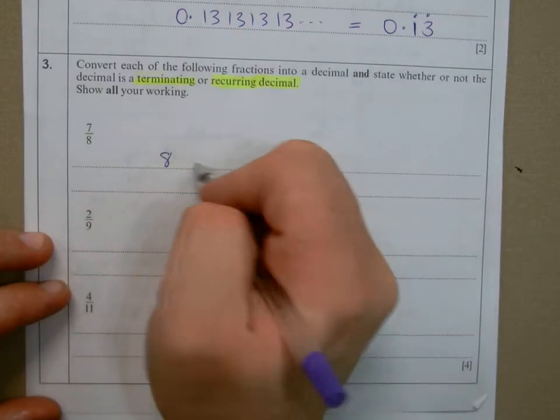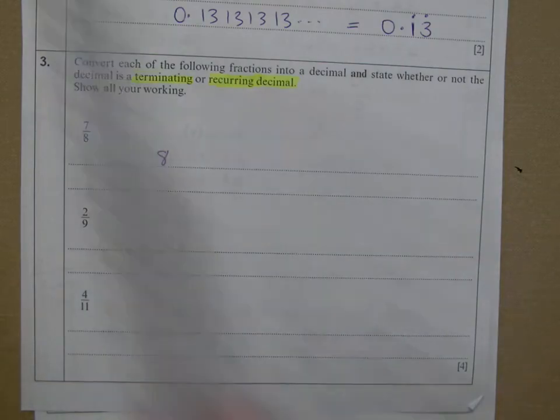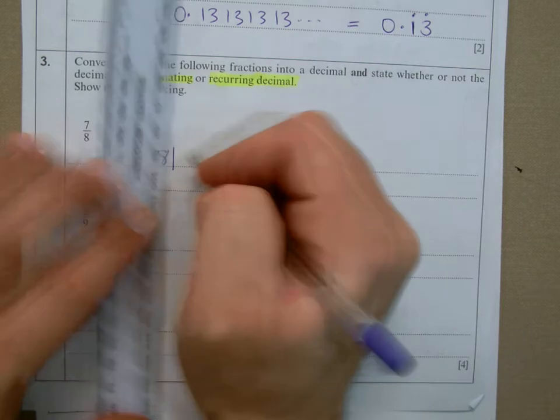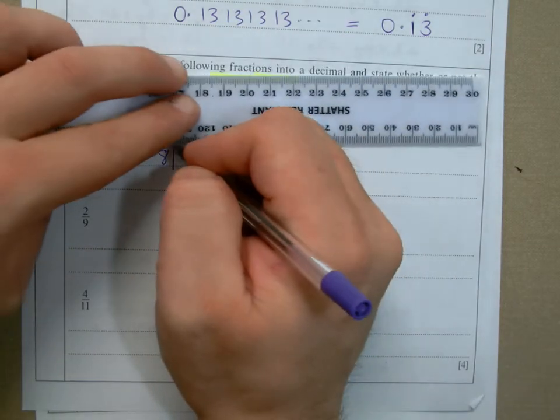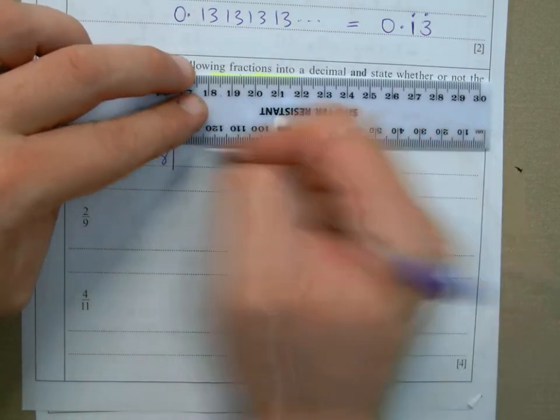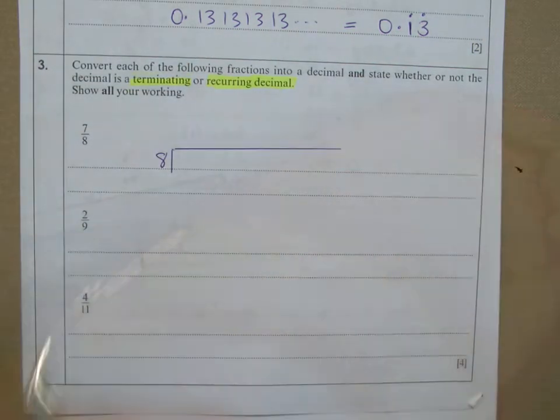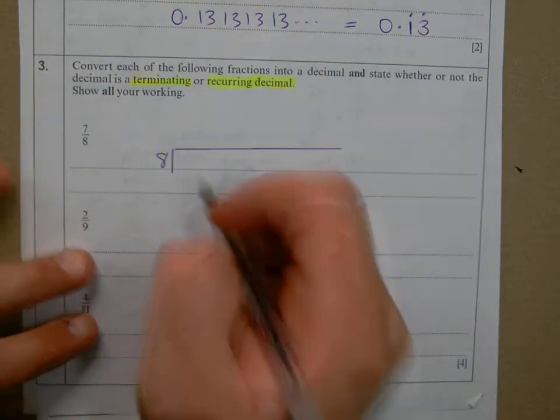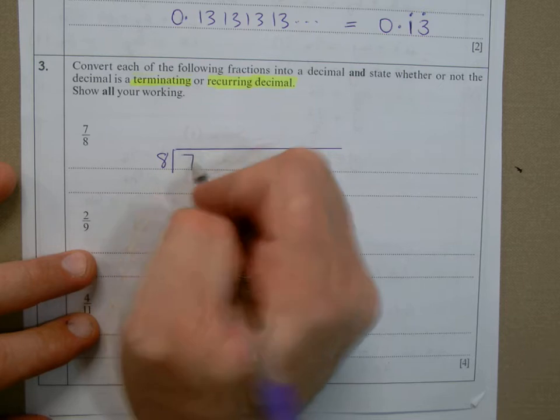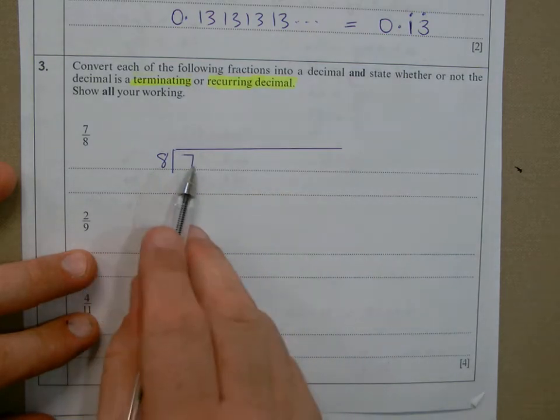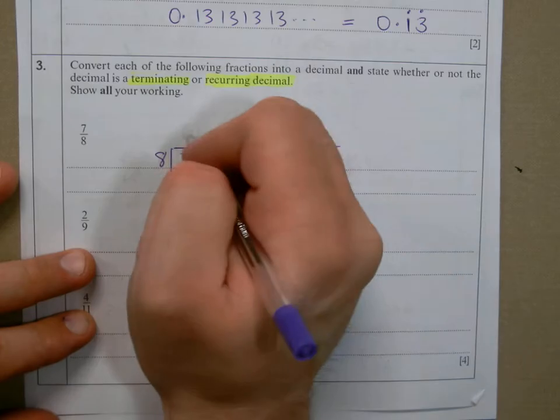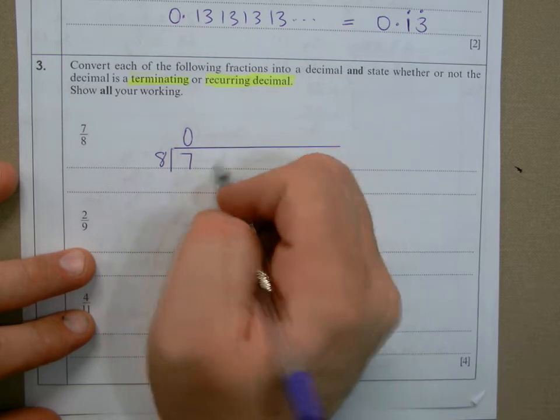So with the bus stop method then, we'll have 8 on the outside, that's what we're dividing by, and of course then 7 on the inside. And just like in the previous question, it's good to do that bus stop really long, just in case we need that there, if it is recurring. And we're going to have 7 here. Now clearly 8 does not go into 7, okay, so we put a 0 there. And we've got to carry that 7.